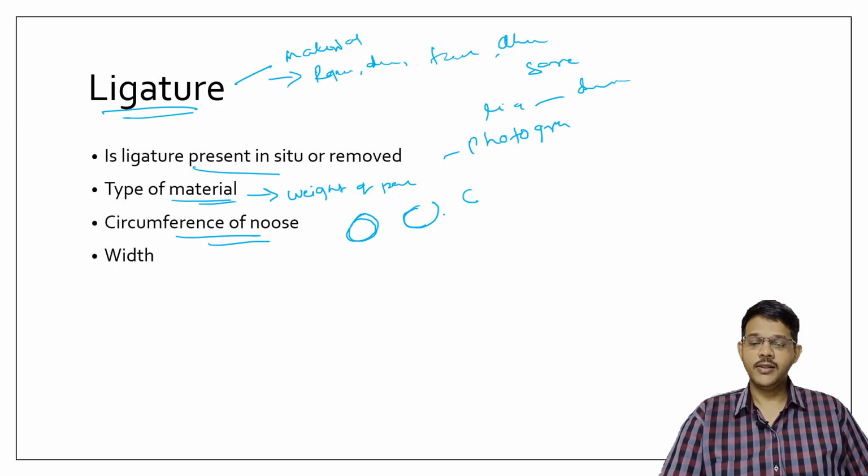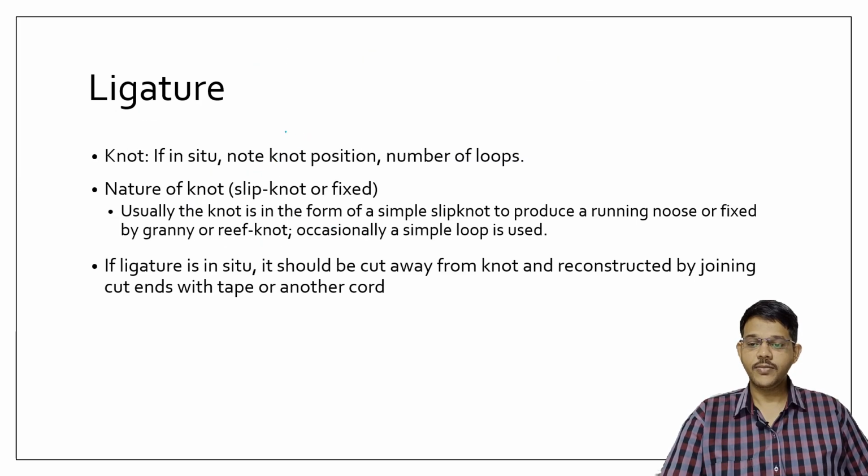Based on that, the cause of death may differ. Then how much width, how much circumference it completes around the neck has to be noted down. Then presence of knot. The knot is very important in case of ligature. The knot, if it is present in situ, we have to note the knot position.